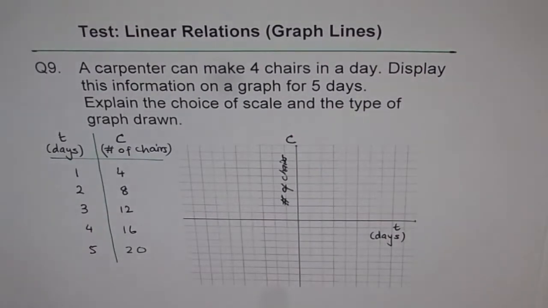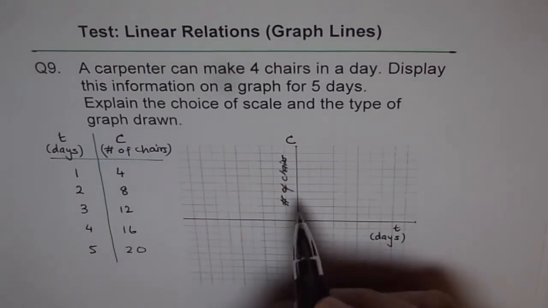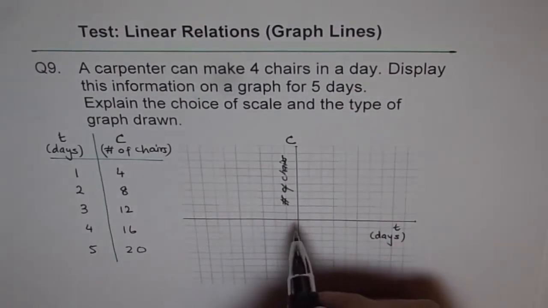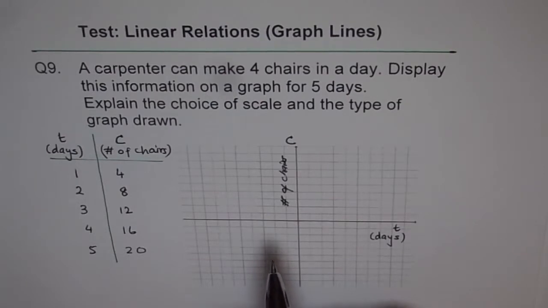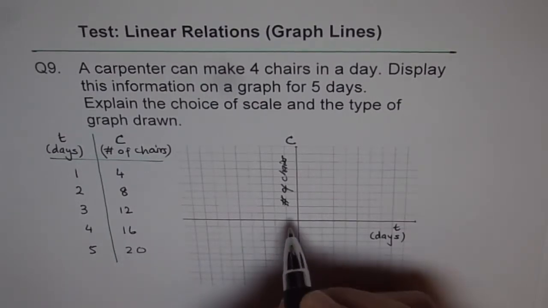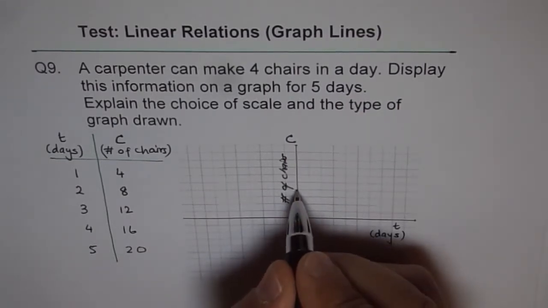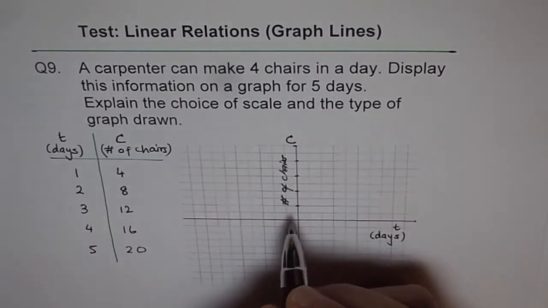Another question is to use appropriate scale. Now for 5 days we get 20 chairs, and how many boxes do we have? 1, 2, 3, 4, 5, 6, 7, 8, 9, 10. So we could use 2 for 1, right? Just to go up to the top. The other option could be, we are going by multiples of 4, why not use 4, right? So for the time being, we'll use 1 division as 2. So 2 divisions will be 4. So that becomes 4, 8, 12, 16, 20, right? So that is our scale.